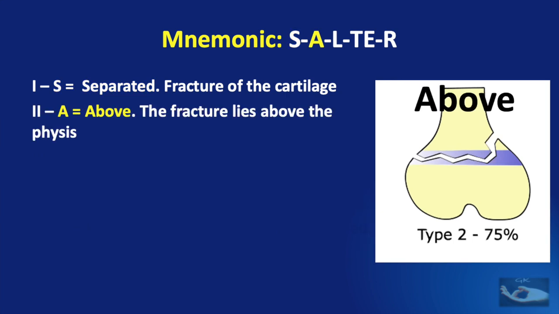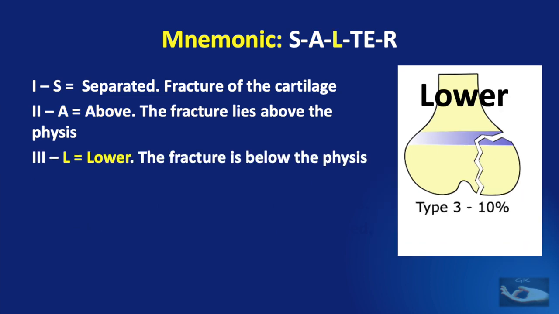In type 2, which is the commonest among the physeal injuries, the fracture line extends through the growth plate into the metaphysis. This can be remembered by the letter A, which means above. The fracture line extends above the epiphysis. In type 3, the fracture line extends through the growth plate and below into the epiphysis. This can be remembered by the letter L, which stands for lower.